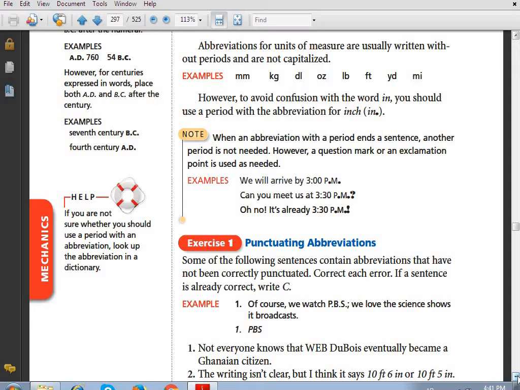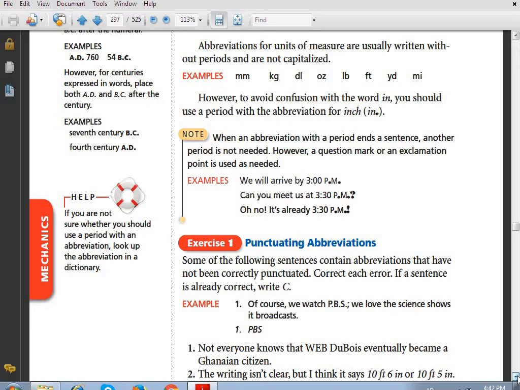Abbreviations for units of measure are usually written without a period. We sometimes have abbreviations for measurements, or units of measure, just like cm for centimeter, kg for kilogram, ml for milliliter, and so on. It's written minimized and without any period, and it's not capitalized. Okay, what else do we have?